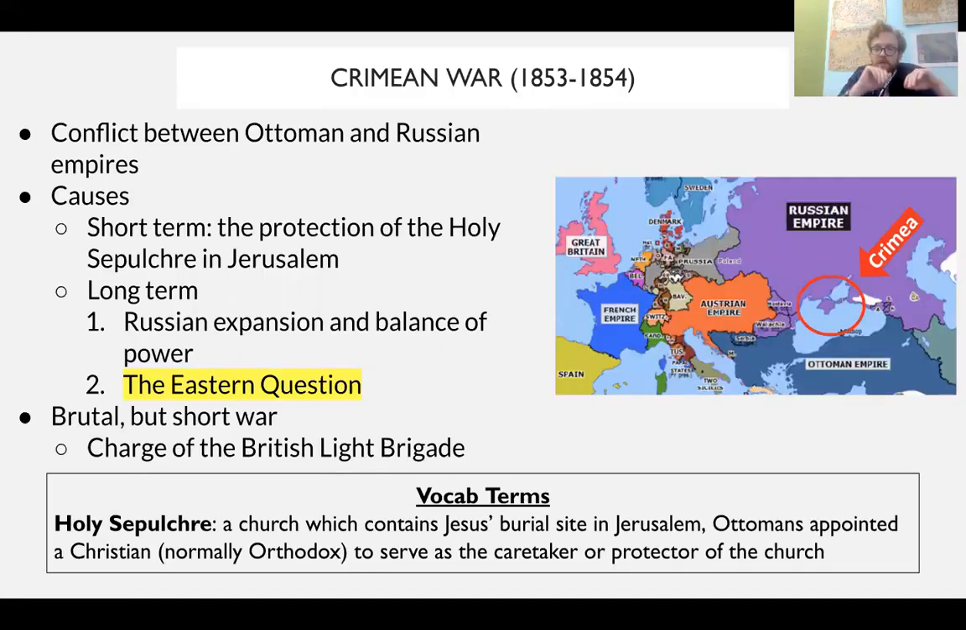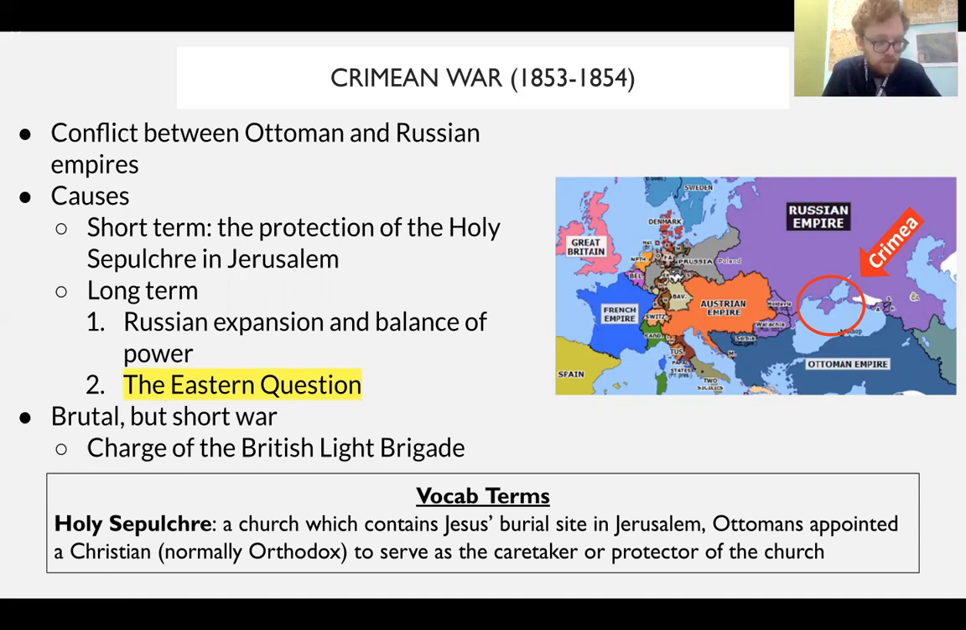Well, we've got the Crimean War to blame, because the Crimean War will have an impact on the status of the Ottoman Empire. It's not going to weaken it per se, which is interesting, but it is going to show that westernization is needed and embolden calls for change. So what's the Crimean War all about?